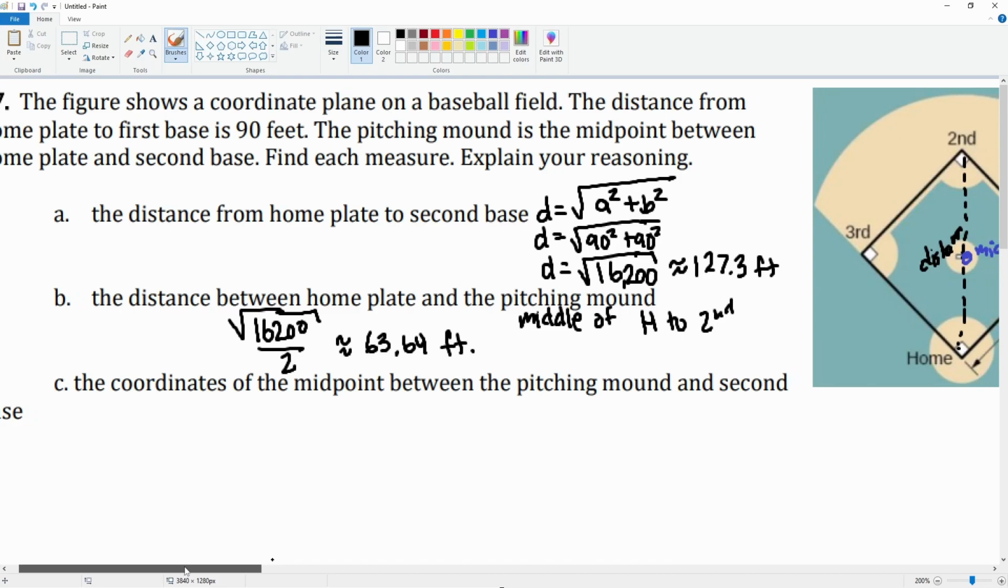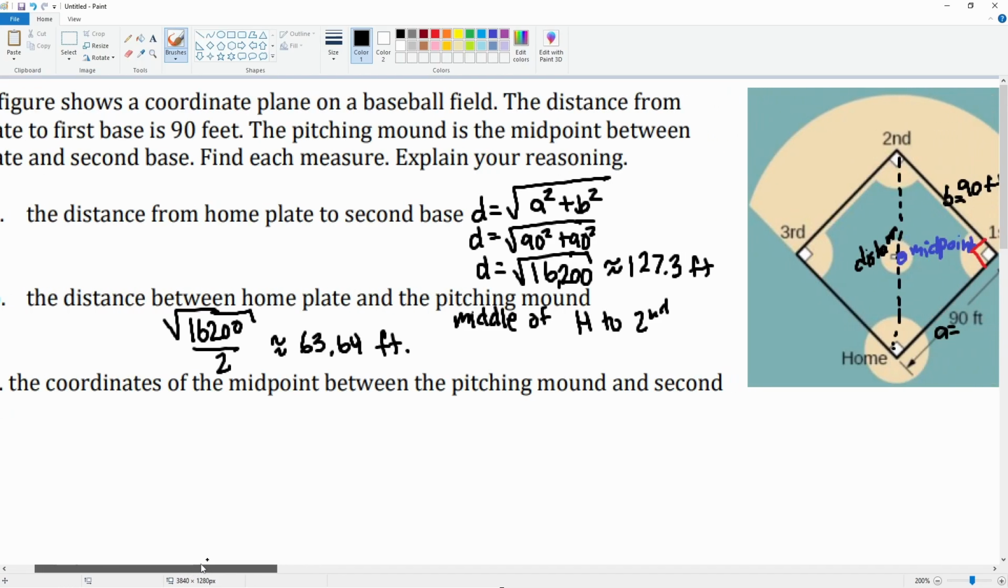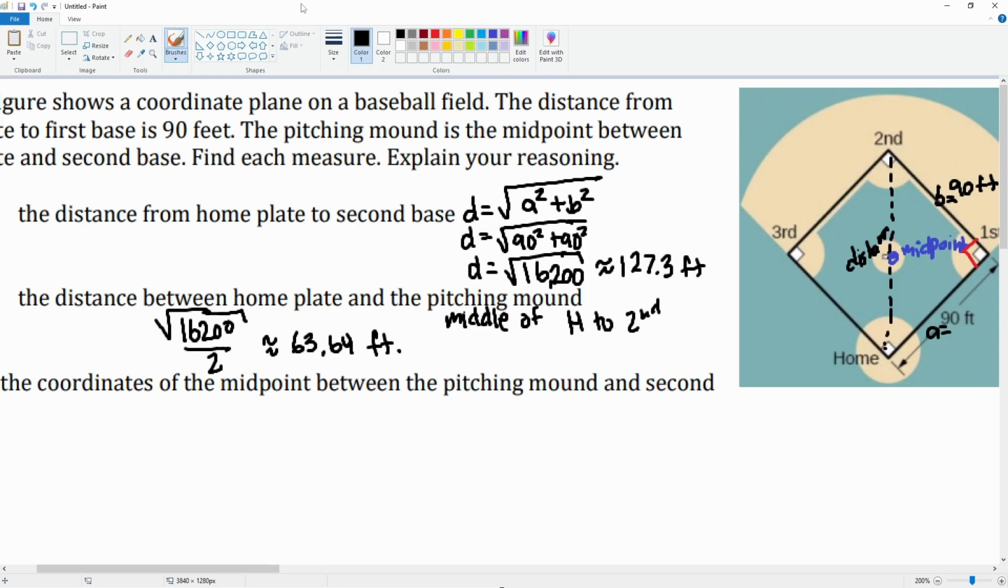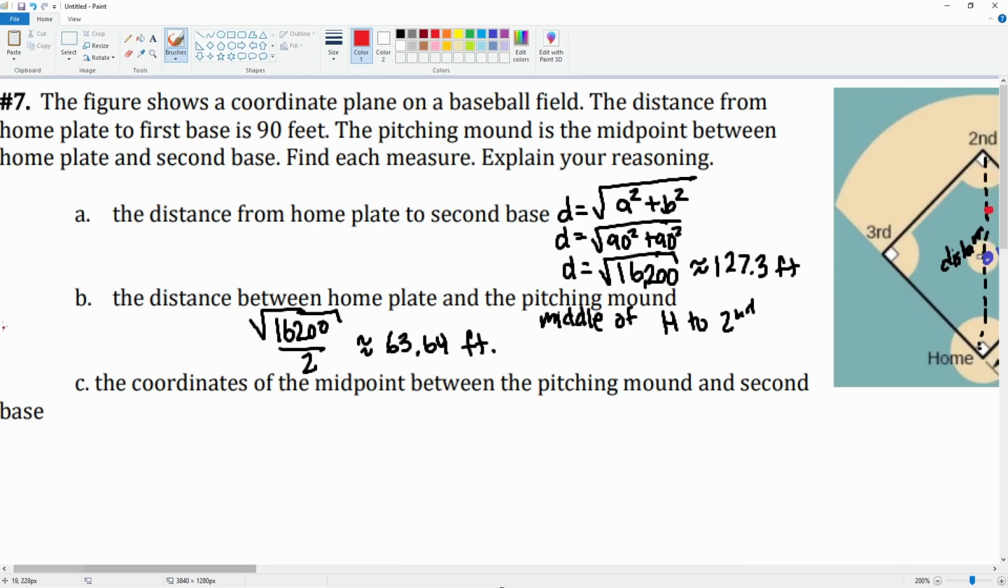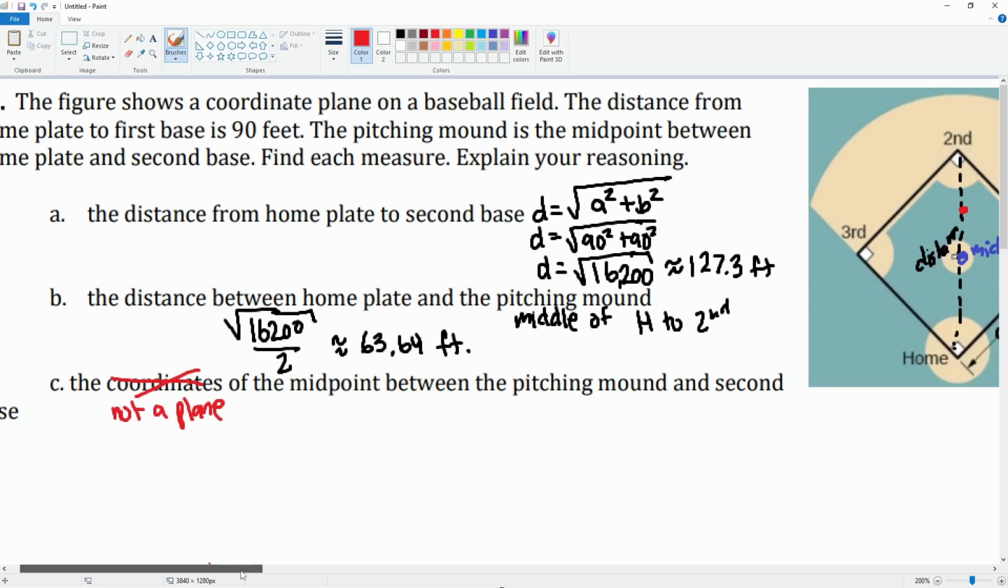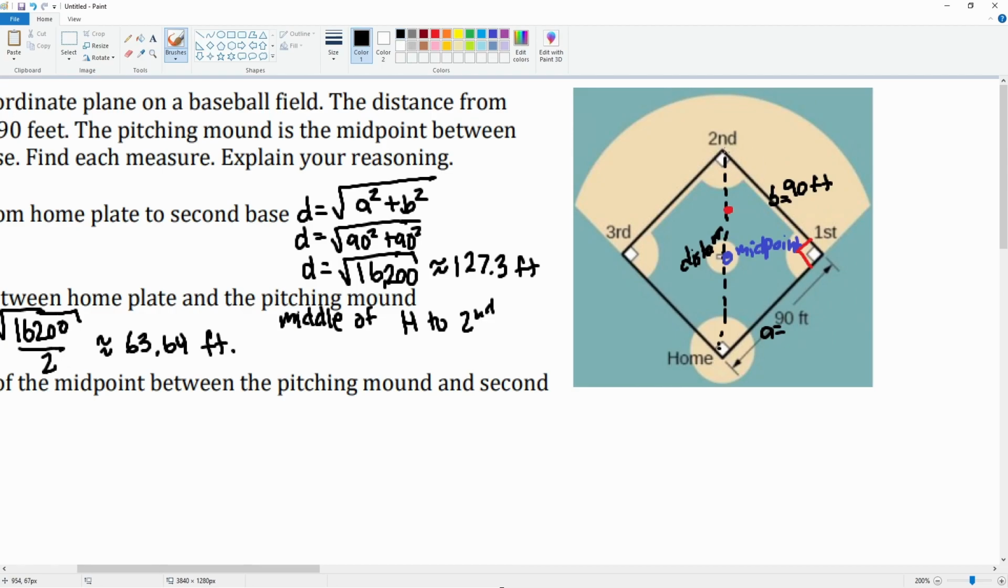Then we see the coordinates of the midpoint between the pitching mound and the second base. Well, that is very hard to actually figure out, but we know that it has to be somewhere here. That is going to be the midpoint between the pitching mound and second base. You technically can't get the coordinates because it's not on a plane here, but we know that the midpoint would be somewhere here, because this whole line, I'm going to make that in blue, the whole line here would be from the pitching mound to second base, and the midpoint would be right here in the middle.